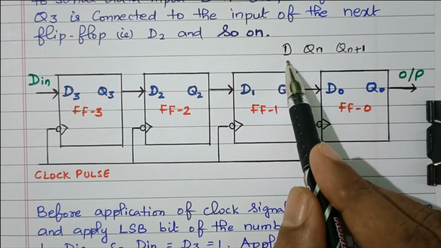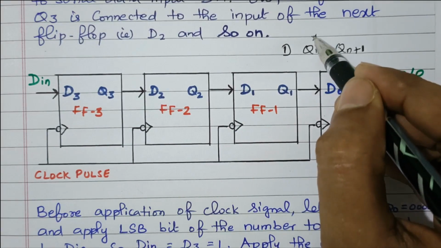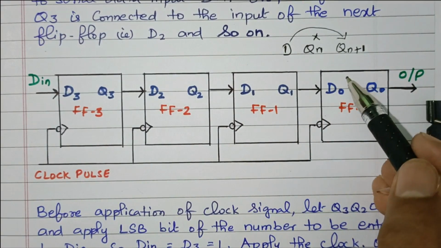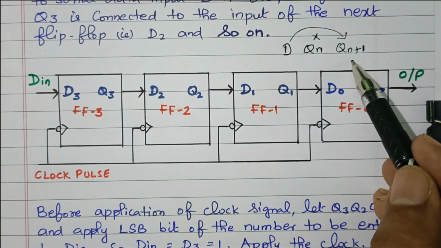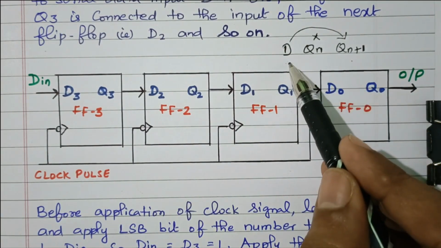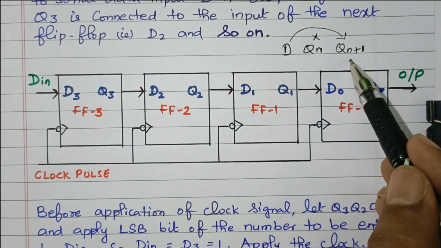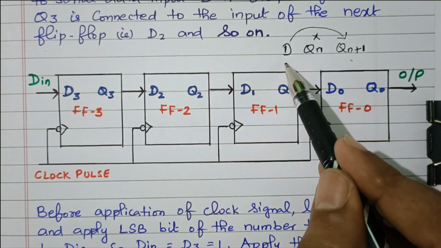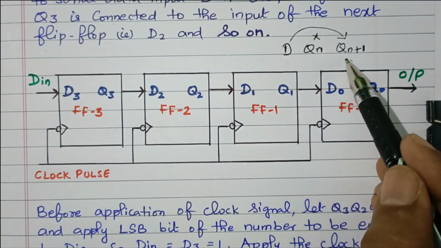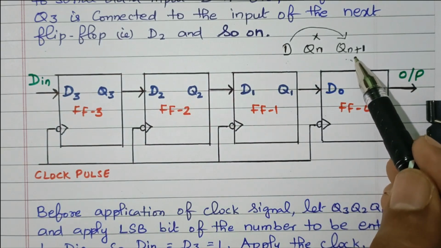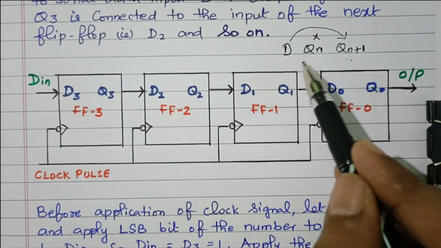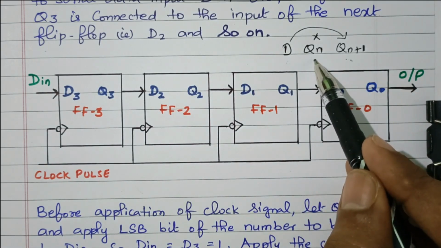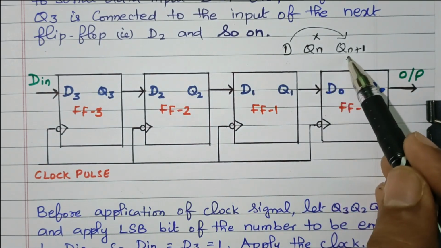But in case of D flip-flop, whatever may be the present state, the D value will be reflected as the next state. Suppose D is 0, then Qn plus 1 will be 0. D is 1 means Qn plus 1 will be 1. Whatever may be Qn, it may be 0 or 1, whatever value is available here will be reflected in Qn plus 1. That is, the next state depends only upon the D input. It will not bother about the previous state. That is the nature of the D flip-flop.